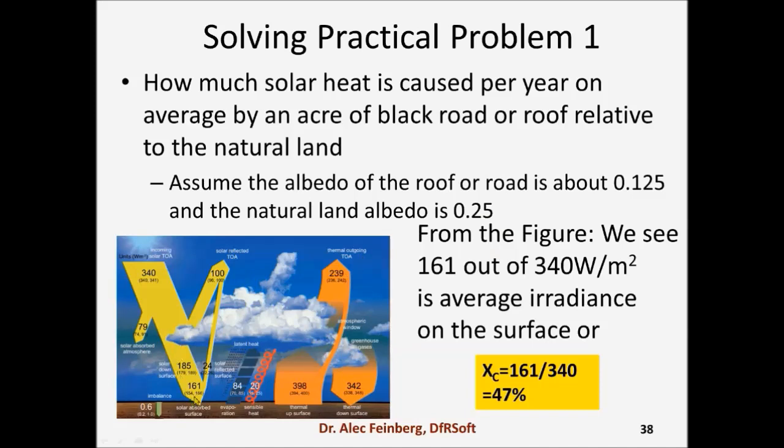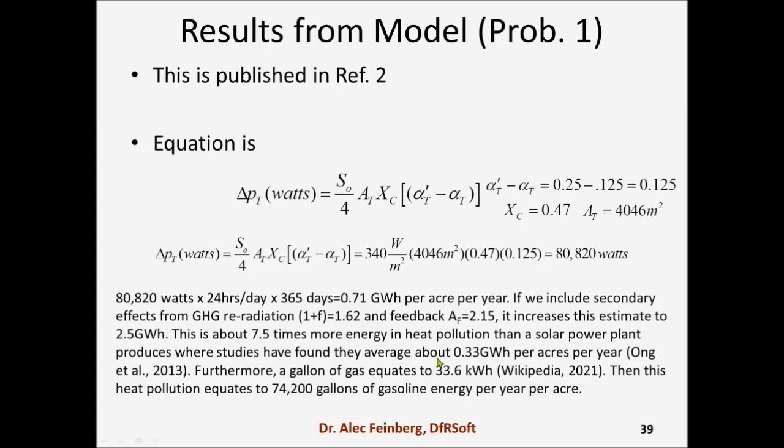Now the next thing we need to know, well, I talked a little bit about the fact that the amount of solar radiation that actually reaches the surface is about 161 out of the 340. So that means about 47% of irradiance occurs on average. So we want to work with averages to solve this problem. And in reference to this, I present this equation right here to make solving for it easier. So it's really this guy here.